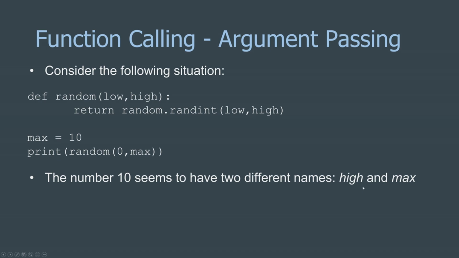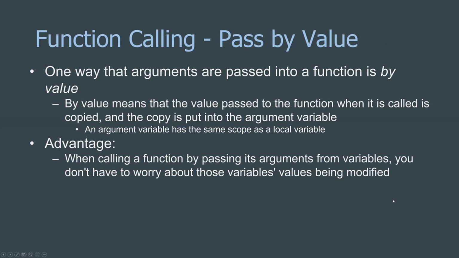So that's something a little bit confusing at first, but just note that they are 2 different variables. Okay, one global variable max and one local variable high. Okay, so this is pass by value. And pass by value is actually really cool because it means a lot less confusion. It also means there are no potential side effects.